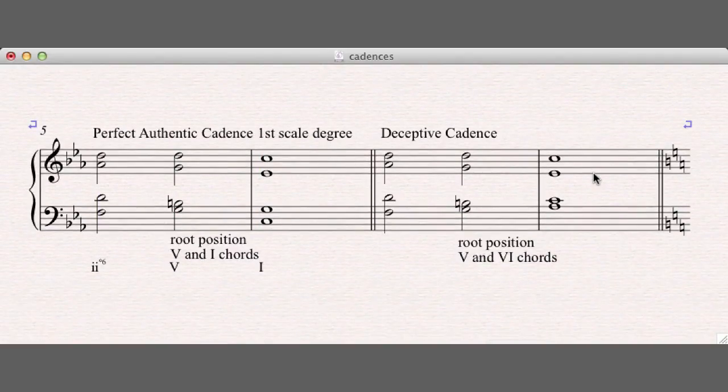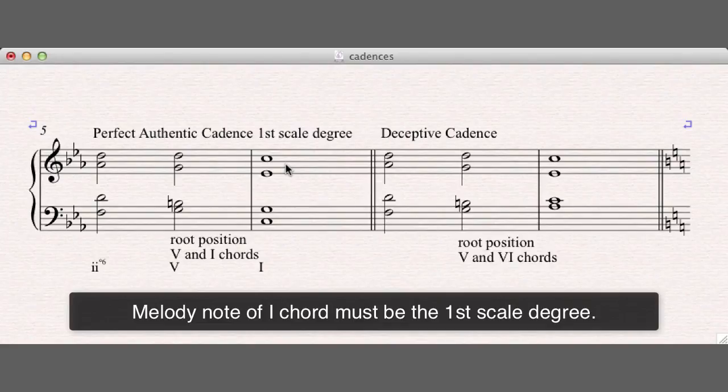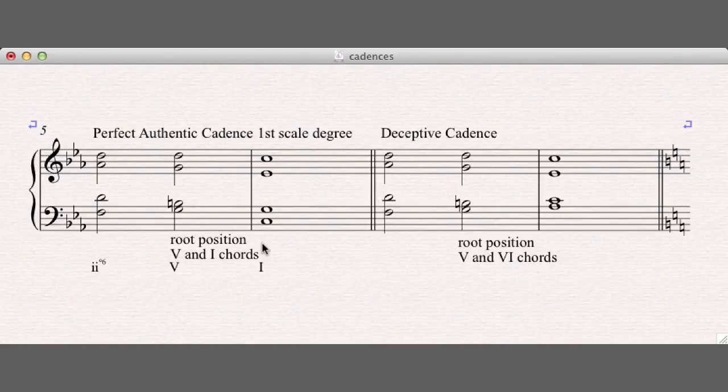There's a real sense of closure, even just in hearing the harmonic progression. We can hear that this really has a sense of closure. Now, the perfect authentic cadence involves 5 going to 1, but it's even more specific than that. You need to have root position 5 and 1 chords, and the melody note must be the first scale degree, the tonic. If these 2 things are not the case, then you do not have a perfect authentic cadence.